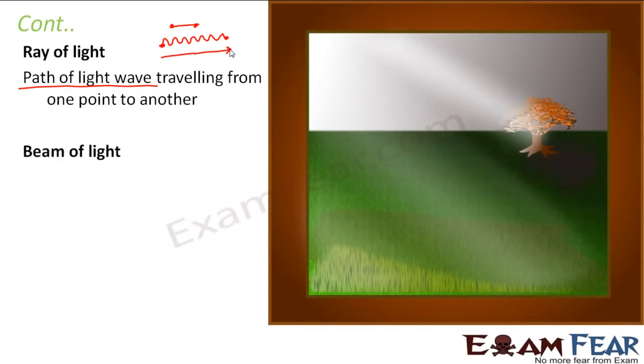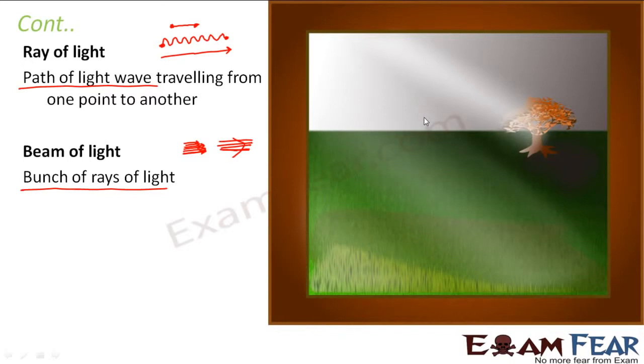Now what is a beam of light then? A beam of light is nothing but a bunch of rays of light. That means when too many rays of light are traveling very closely, we see that this entire thing is a beam of light. Right? So if you look at this picture, what does this picture depict? It is depicting nothing but the sun, a beam of sun rays is falling on this tree. So here many rays together are forming a beam of light. So now you know the difference between a ray of light and a beam of light.